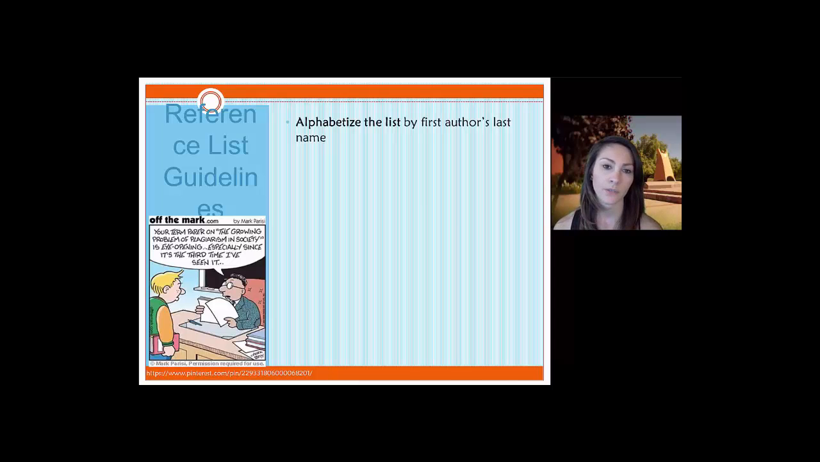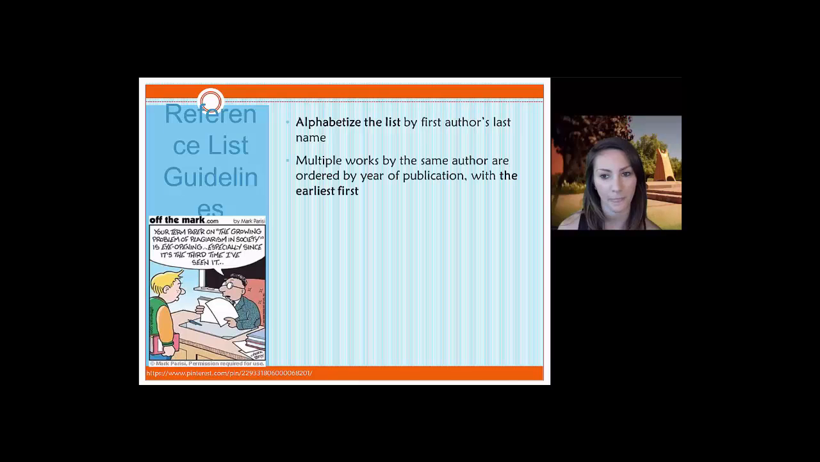So here are some reference list guidelines. You would actually alphabetize the list by first author's last name. If you have multiple works by the same author, you would order them by year of publication with the earliest first. So let's say that one author published their work in 2001 and another published a work in 2002, you would put 2001 first.